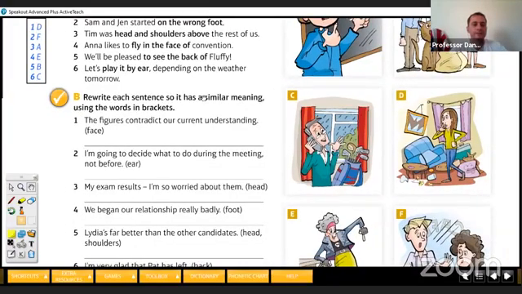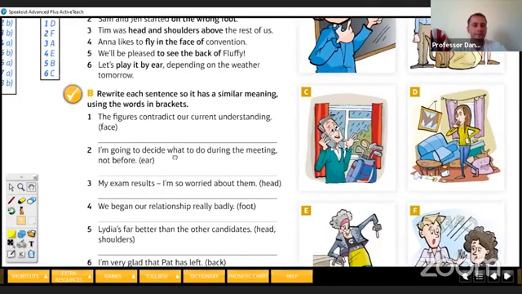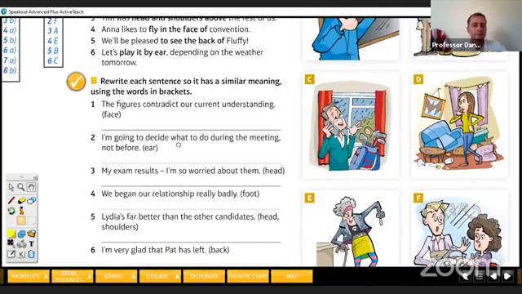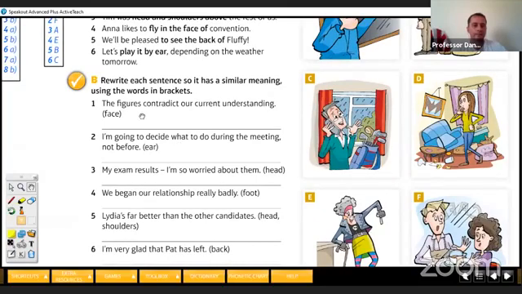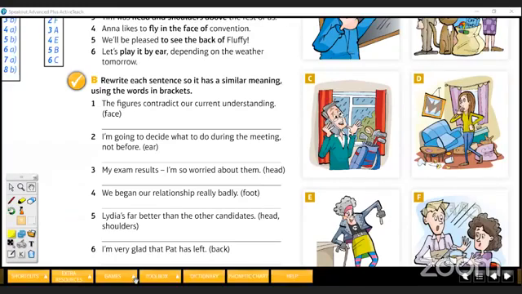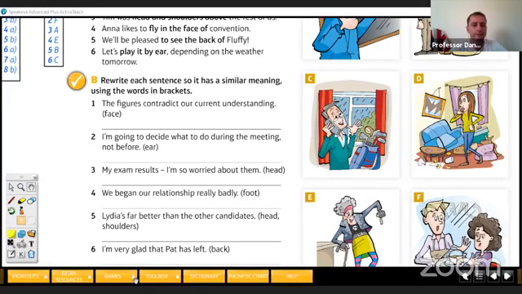Now, rewrite each sentence so it has a similar meaning, using the words in the brackets. The figures contradict our current understanding. Fly, face. What's the sentence? The figures what? Come on. Fly in the face of? Fly in the face of our current understanding.